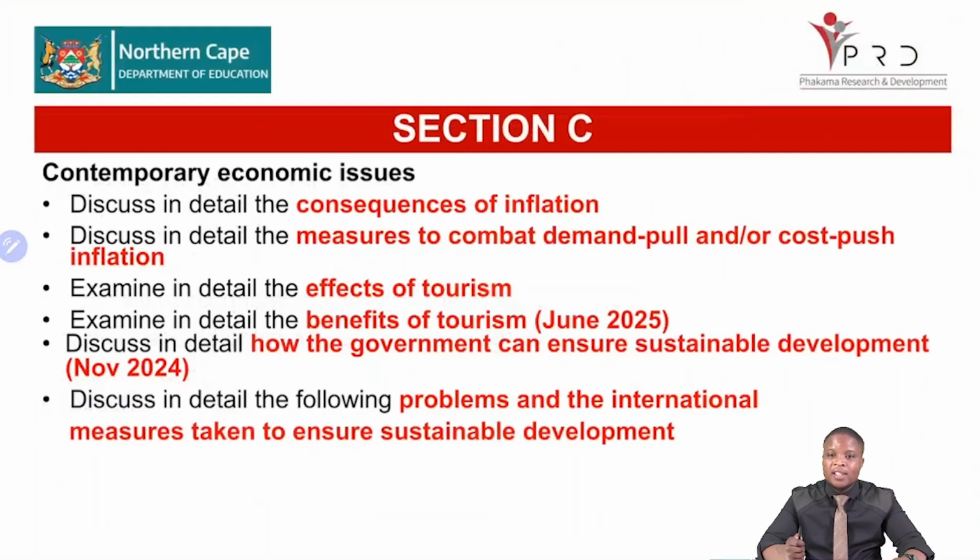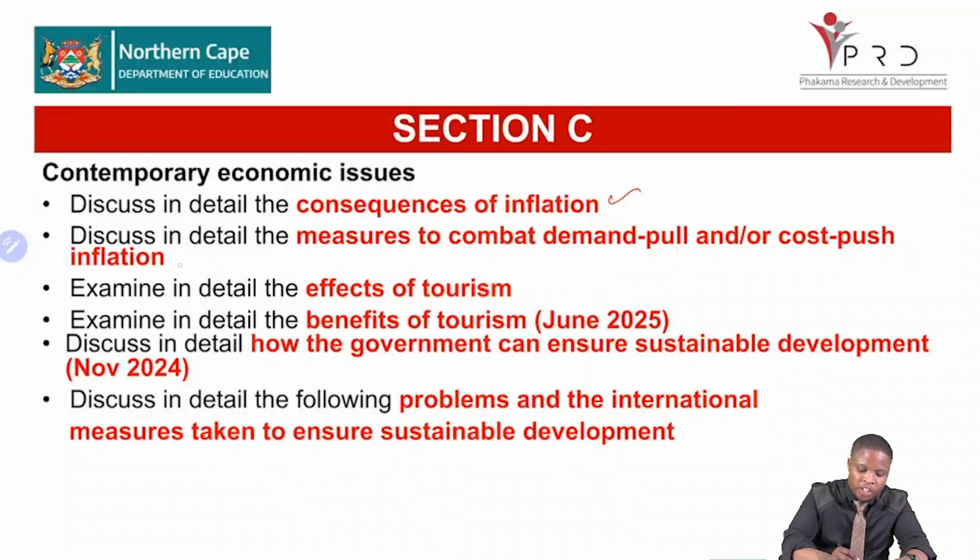Right, so these are the essays that we find in economic issues. Discuss in detail the consequences of inflation. You need to know this essay as you prepare. Discuss in detail the measures to combat inflation. You need to know this essay as you prepare. And then there's effects of tourism. There's the benefit of tourism that was asked this year, June paper, our Senior National Certificate paper. Right, discuss in detail how government ensures sustainable development. This was on our November paper last year.